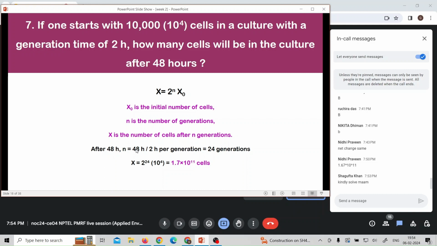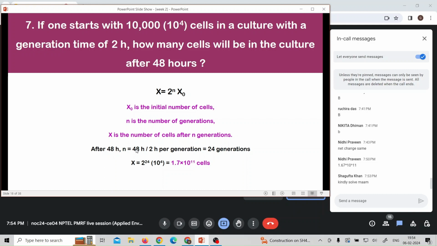And I initially gave you 10 to the power 4 cells. So it's going to be 2 to the power 24 into 10 to the power 4. That will give you 1.7 into 10 to the power 11 cells. As Nidhi Praveen has answered rightly, it is 1.67 or 1.7 into 10 to the power 11 cells.